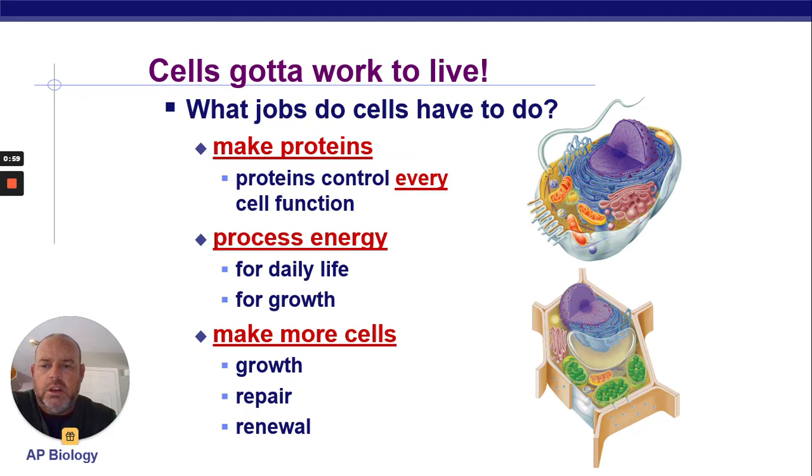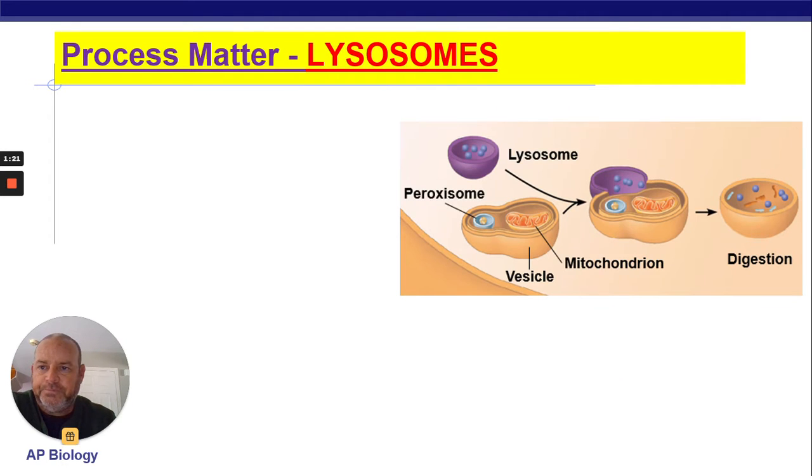Okay, so cells got to work to live. So the main ones here, got to make proteins, right? Because proteins control just about every cell function. Energy is going to be important for daily activities at the cellular level, as well as at the organism level. And you have to be able to make more cells. You have to be able to grow. You have to be able to repair. Got to be able to go through mitosis, meiosis, and make new cells.